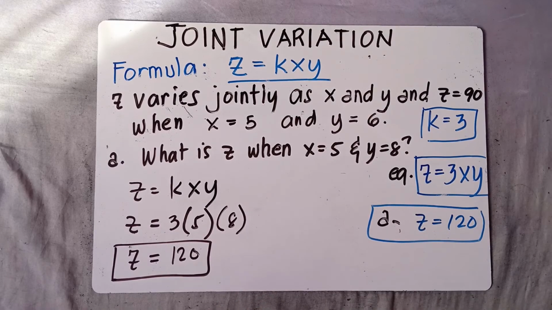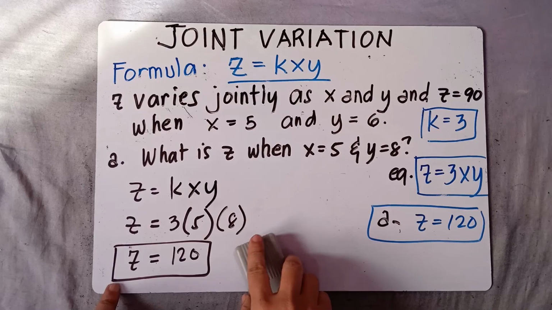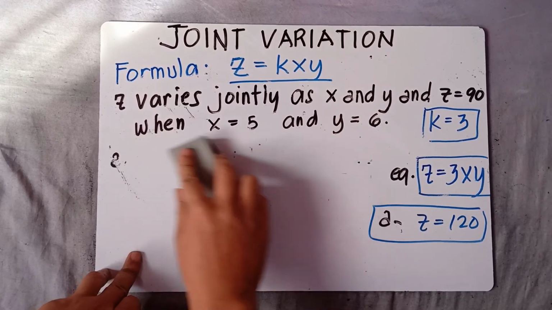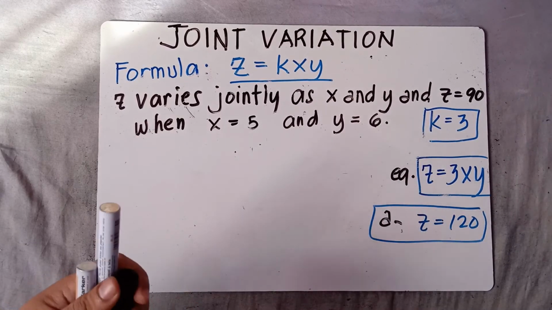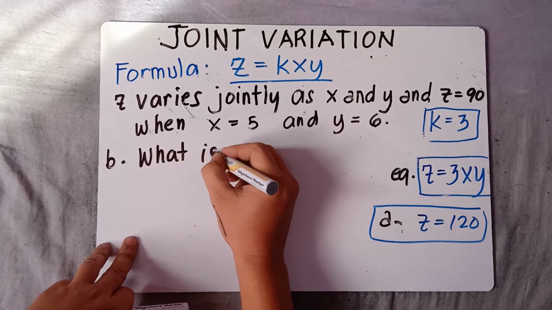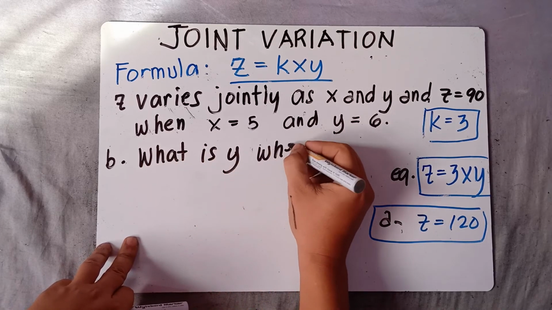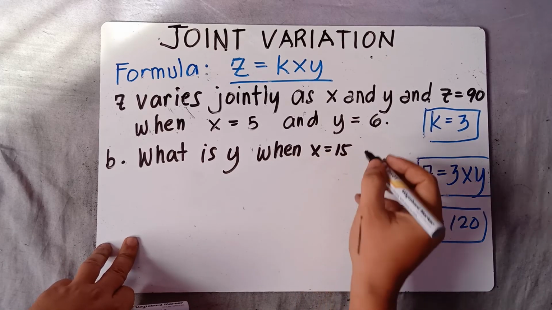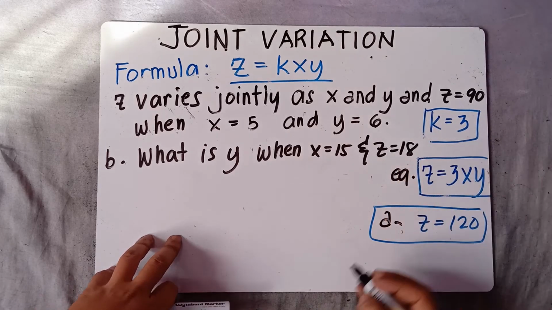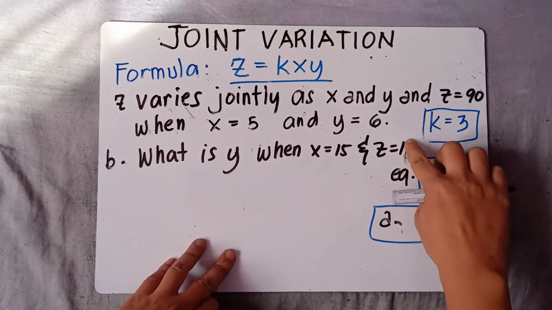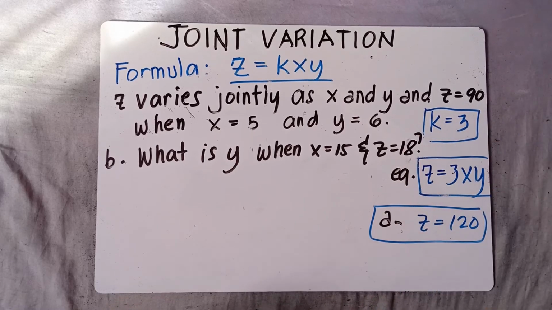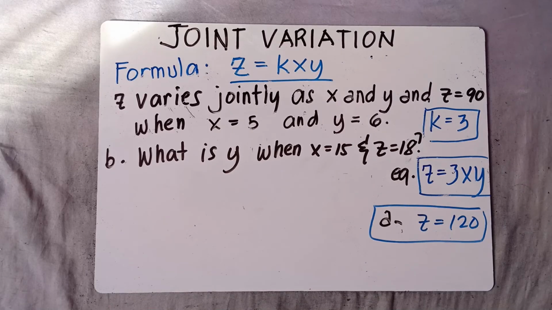Let's try one more question for this one. Okay, let's try B. What is y when x equals 15 and z equals 18? So what is y when x equals 15 and z equals 18?